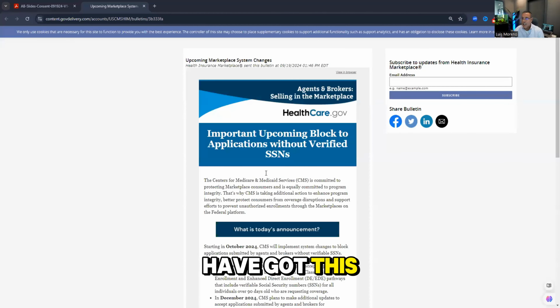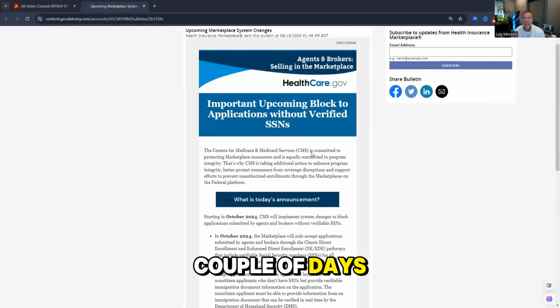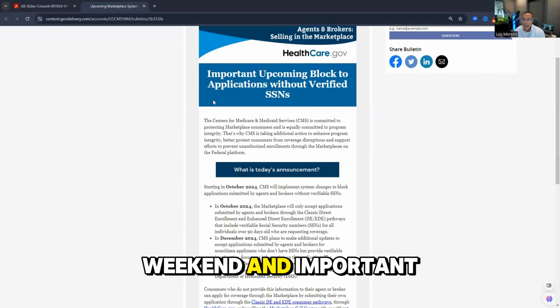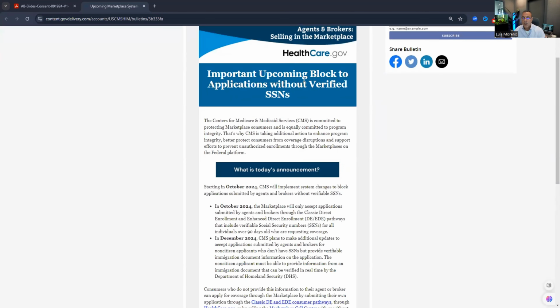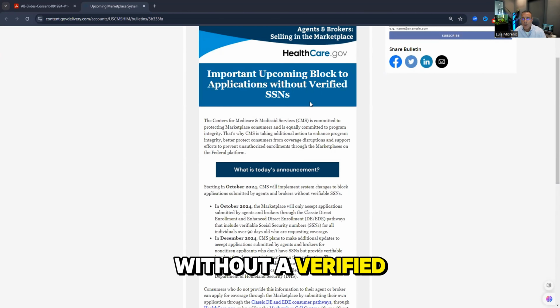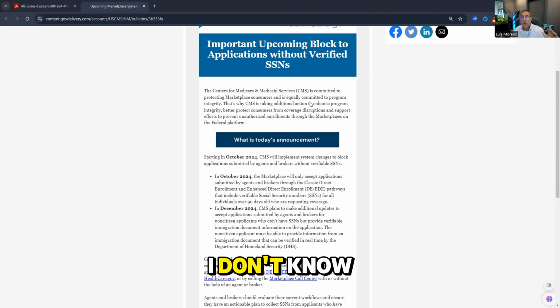So we should have got this email a couple of days ago, maybe over the weekend. Important upcoming block to applications without a verified social. Again, I don't know why you would submit an app without a social. I don't have any trouble with this. Every application that we submit, and we're doing quite a bit, we collect the socials.